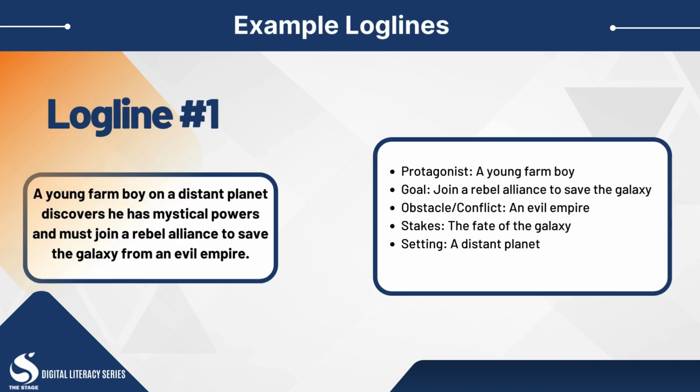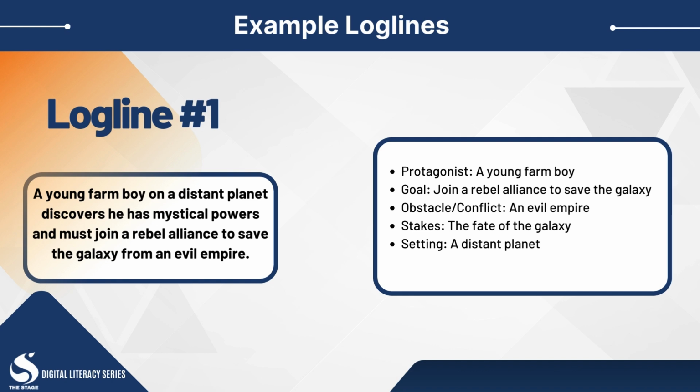Now, let's look at some examples of log lines. Notice as we go through each one of these how it clearly identifies the protagonist, their goal, the obstacle they face, and the stakes involved. For example, let's look at this first one here. A young farm boy on a distant planet discovers he has mystical powers and must join a rebel alliance to save the galaxy from an evil empire.